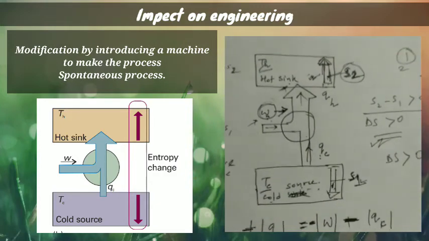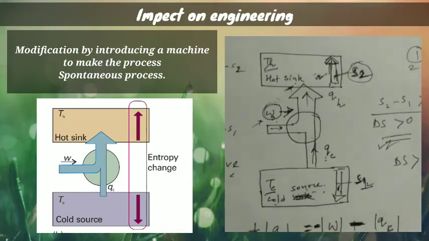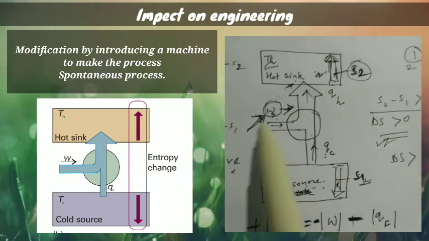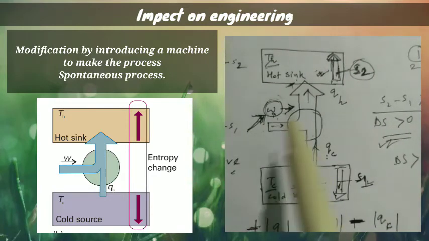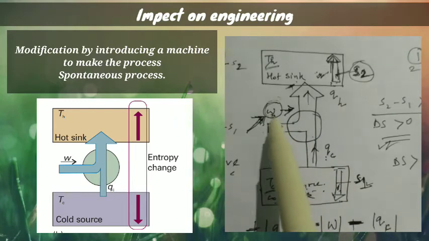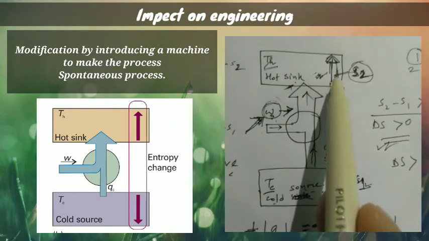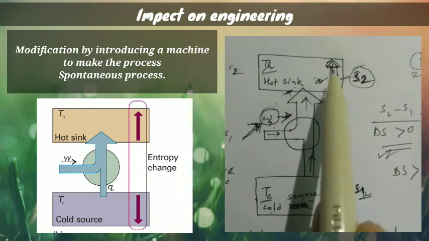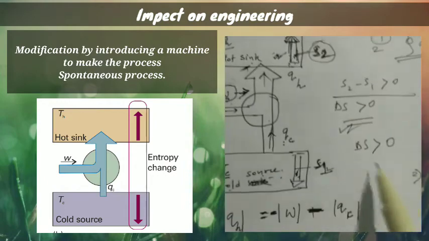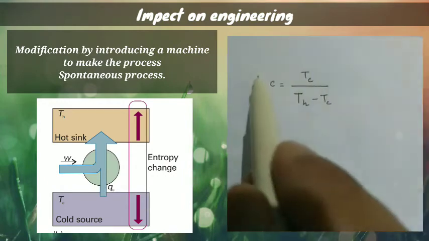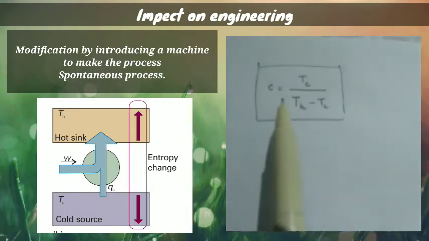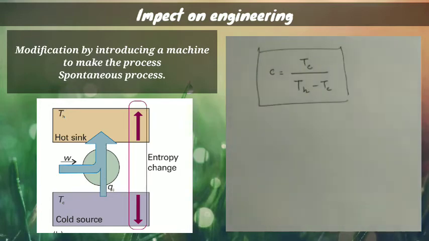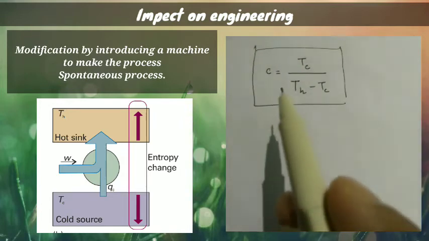So this is the physical significance, or physical meaning, of the work: why we actually do some work on that machine. Actually we do the work to increase the entropy of the hot sink, or to increase the randomness of the hot sink, such that the process is going to be spontaneous. Thus we have this relation, by using which we can calculate the coefficient of performance of that refrigerator.